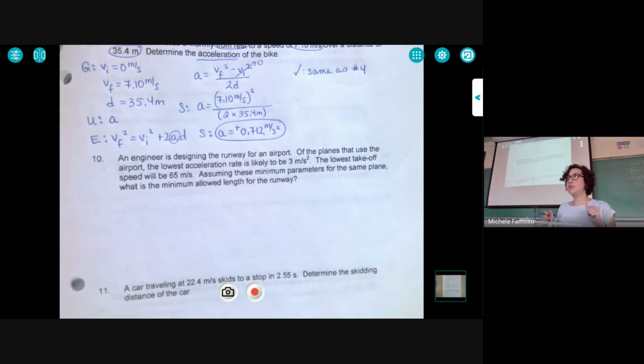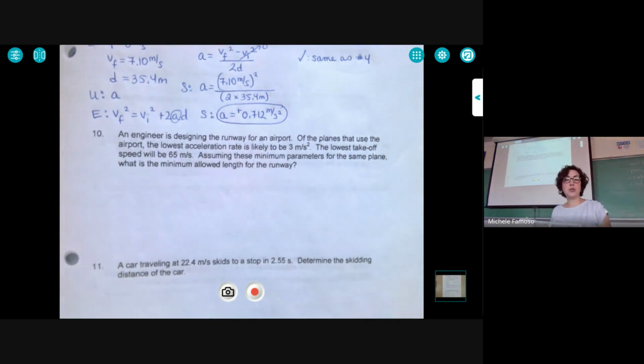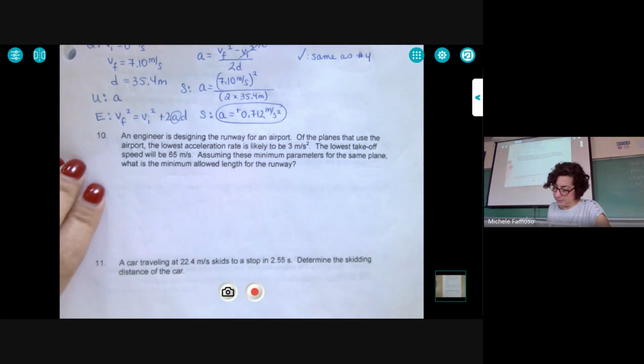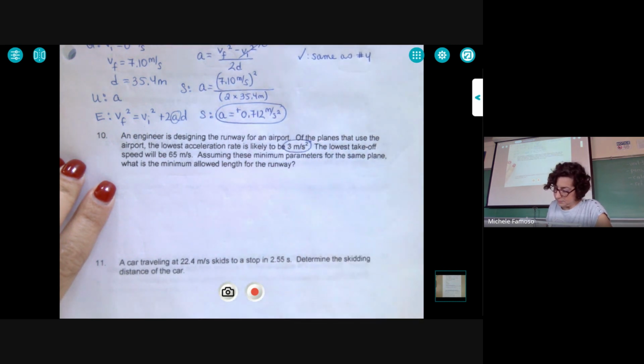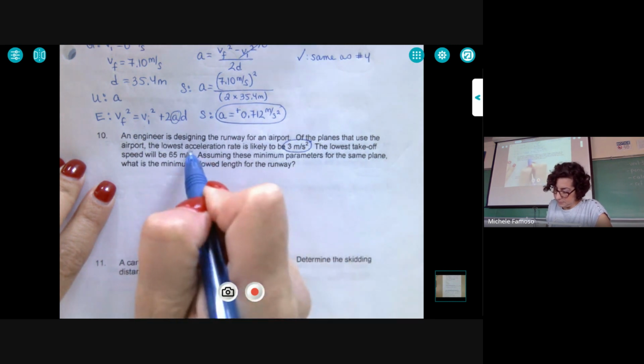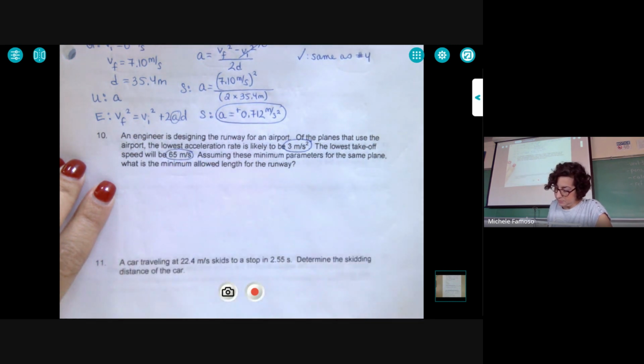All righty. We good so far? All right, let's keep going. The more practice we do, the easier these become. Josh, go ahead and read number 10. The engineer is designing the runway for an airport. One of the planes that use the airport, lowest acceleration rate is likely to be 3 meters per second squared. The lowest takeoff speed will be 65 meters per second, assuming these minimum parameters. What is the minimum allowed length for the runway?